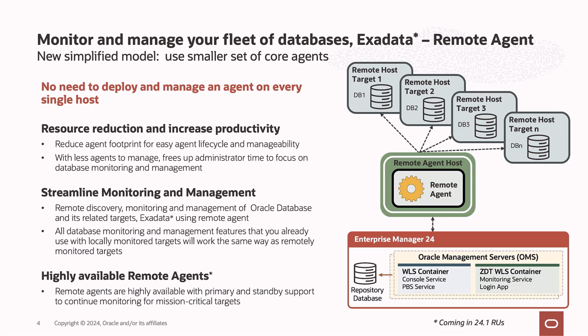The next is streamlined monitoring and management. So here all database discovery options are supported, and it's not only the monitoring that is supported with the remote agents, the management operations such as provisioning and patching are also supported with remote agents. And then finally, high availability support for remote agents. So in order to address agent failure, we have added high availability support. That means when the primary remote agent goes down, there is a standby remote agent that takes care of monitoring the critical targets. And these functionalities are coming up in the RUs of 24.1.